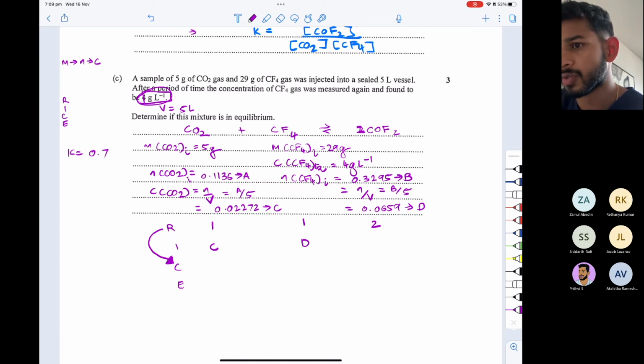Zainul, COF2. What would the initial concentration be? 0? Very good, right? Now, what do we get after a period of time? We get told the concentration of CF4 is 4 grams per liter. Zainul, how are you going to change that to moles per liter?